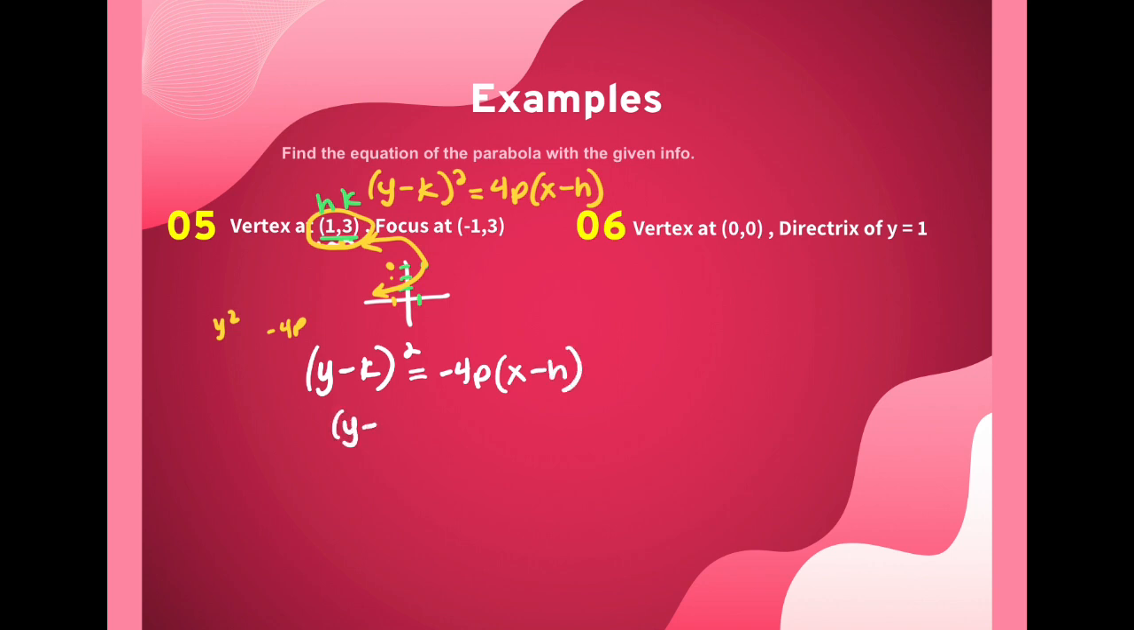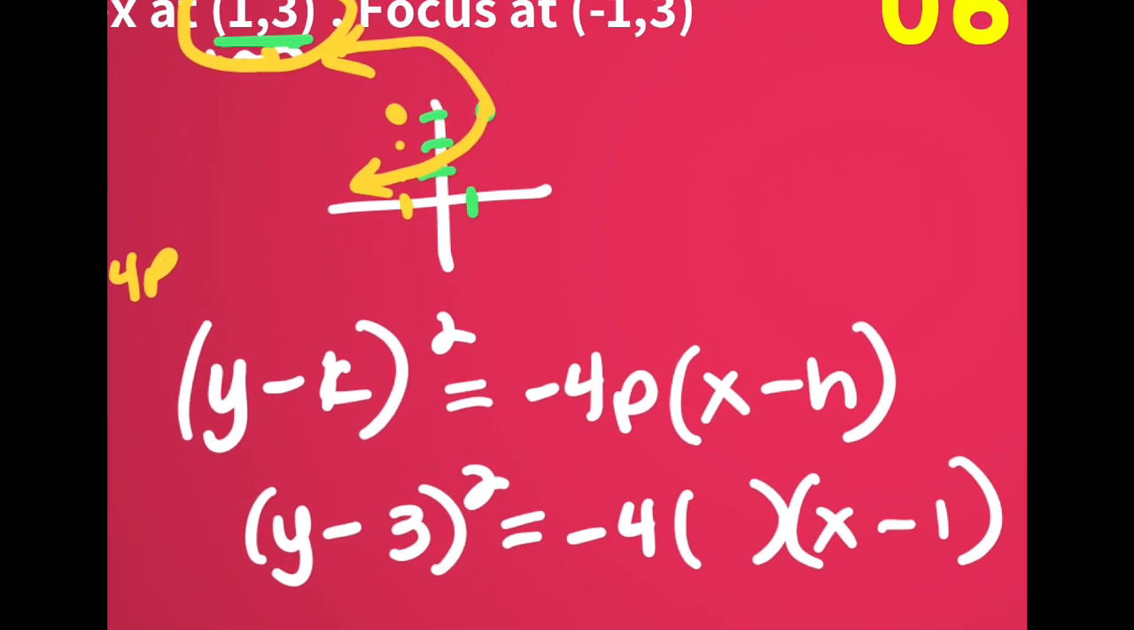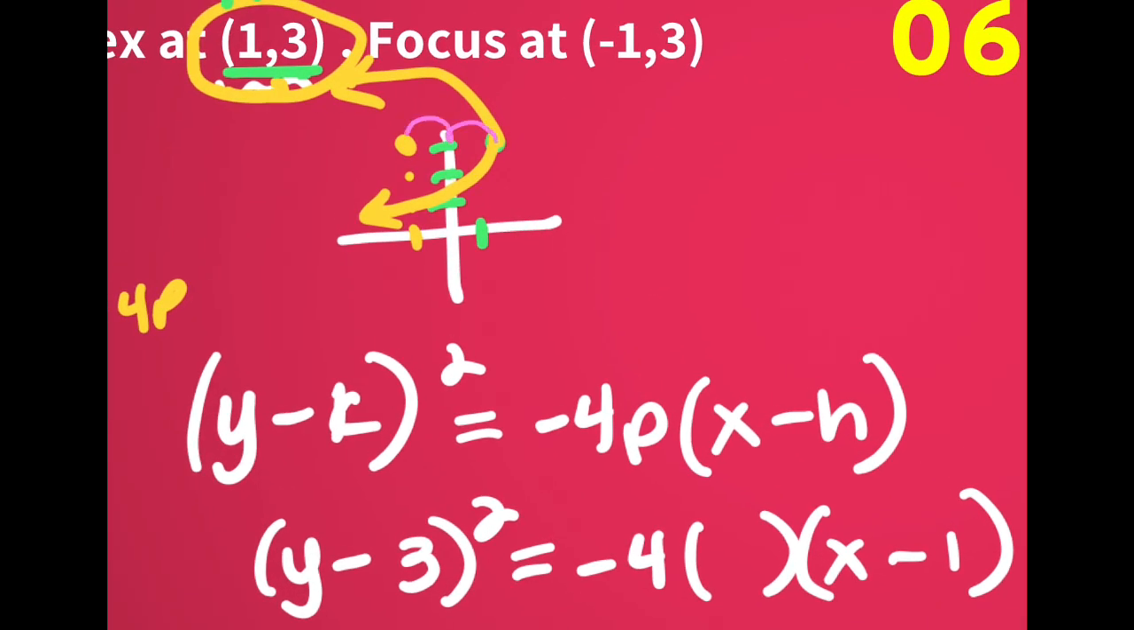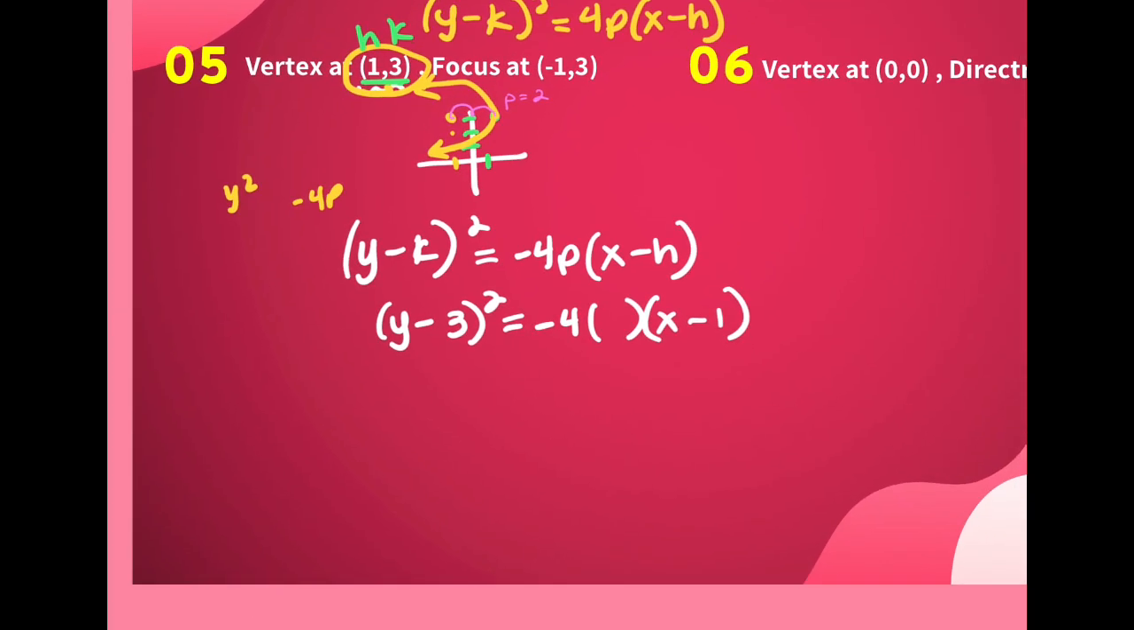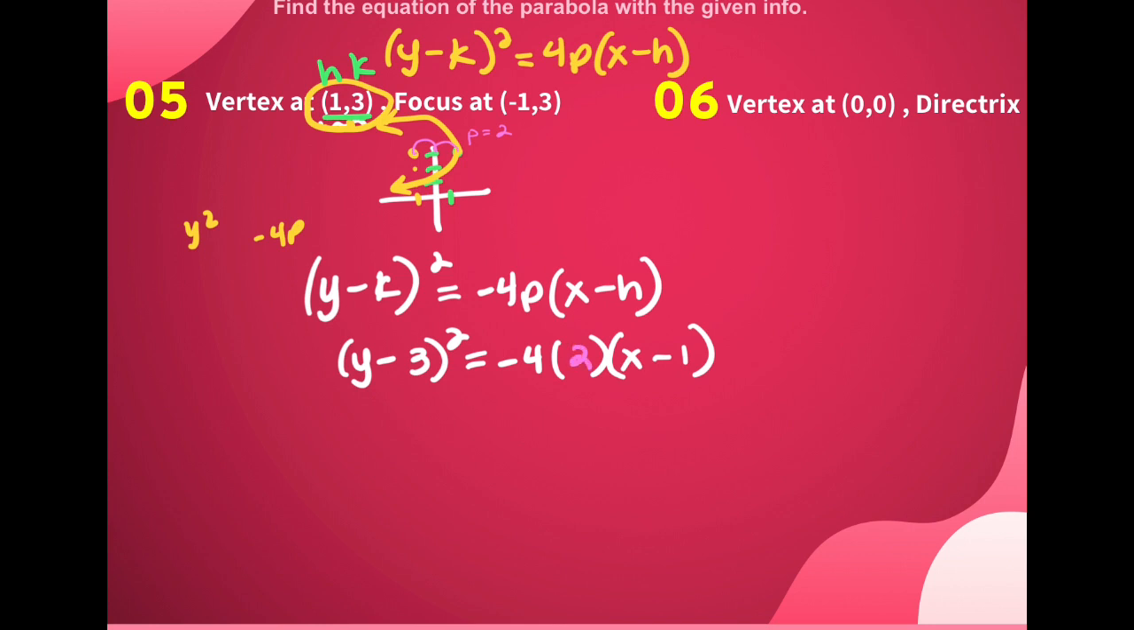And then I can plug in the k. So y minus the k, which is 3, squared equals -4. I'm going to leave this spot for the p because we don't know it yet. X minus the h, which is 1. Now I just have to figure out what p is, and p again is the distance between the vertex and the focus, from +1 to -1 or -1 to +1. That p is 2. And now just put it all together. Y minus 3 squared equals -8 times x minus 1. And there's the equation of this parabola.